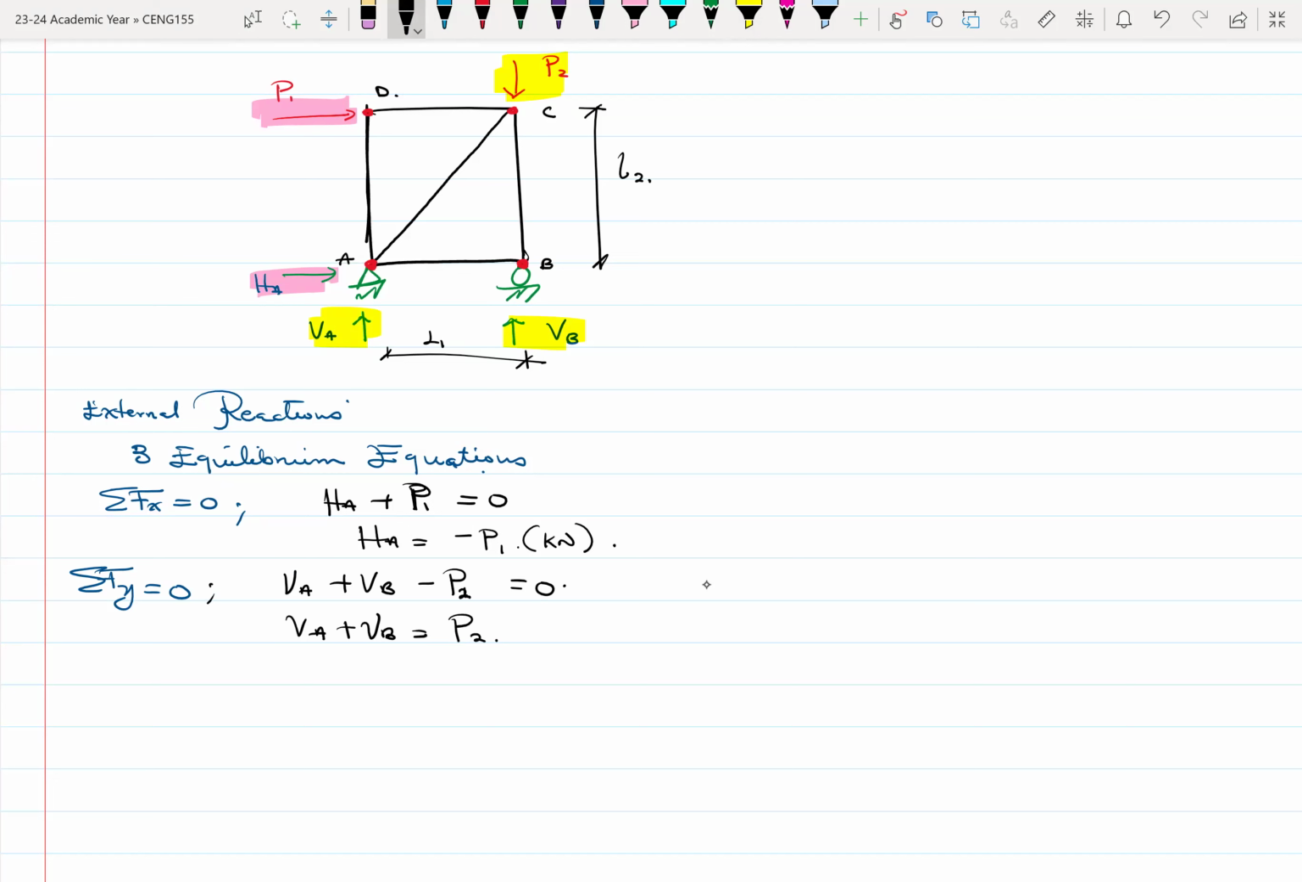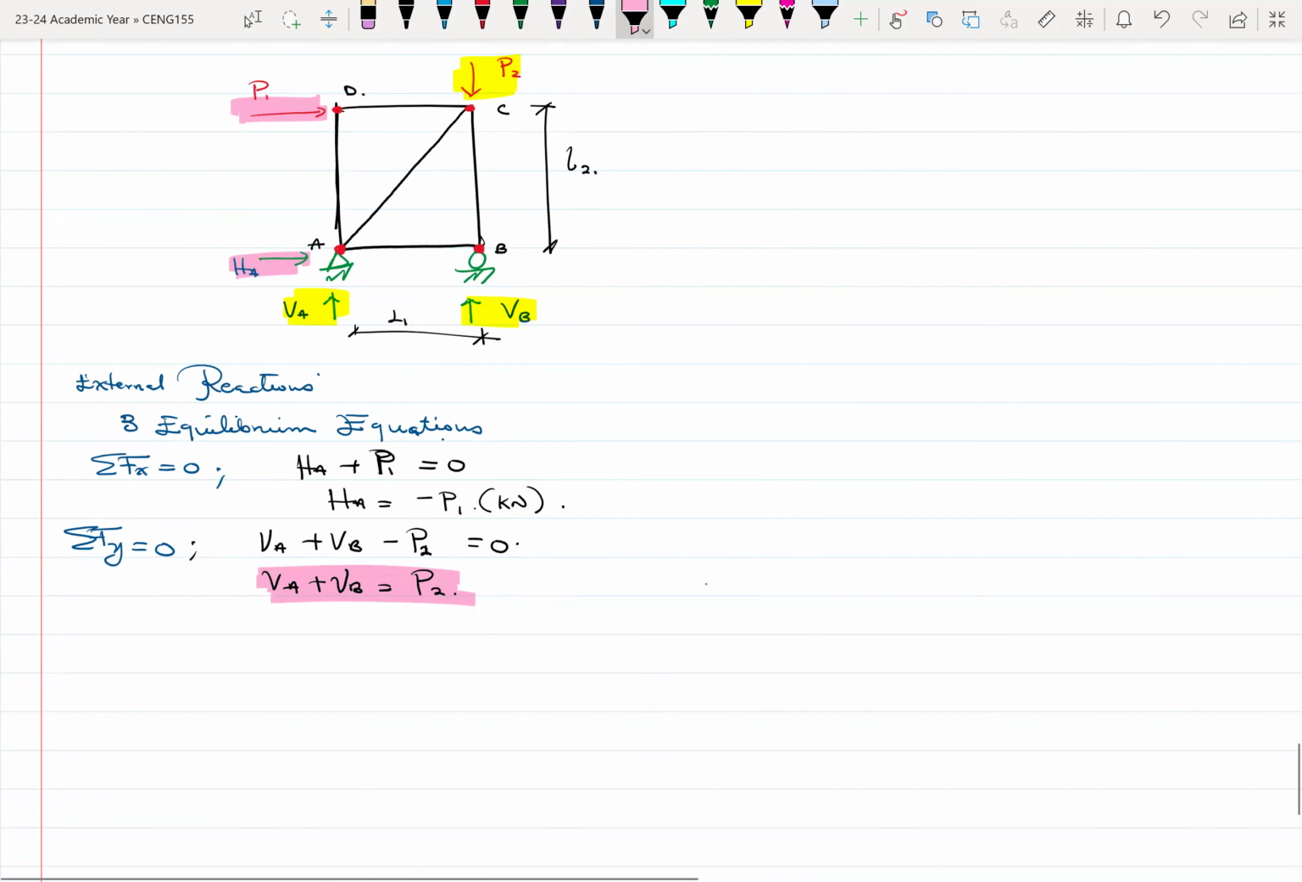So now we have one equation with 2 unknowns. Normally, you'll be given P2 anyways. What we don't know is VA and VB, right? Because we have one equation with two unknowns, you need an additional equation to suffice, all right? So we need to take moment about one of the points to eliminate one of them.